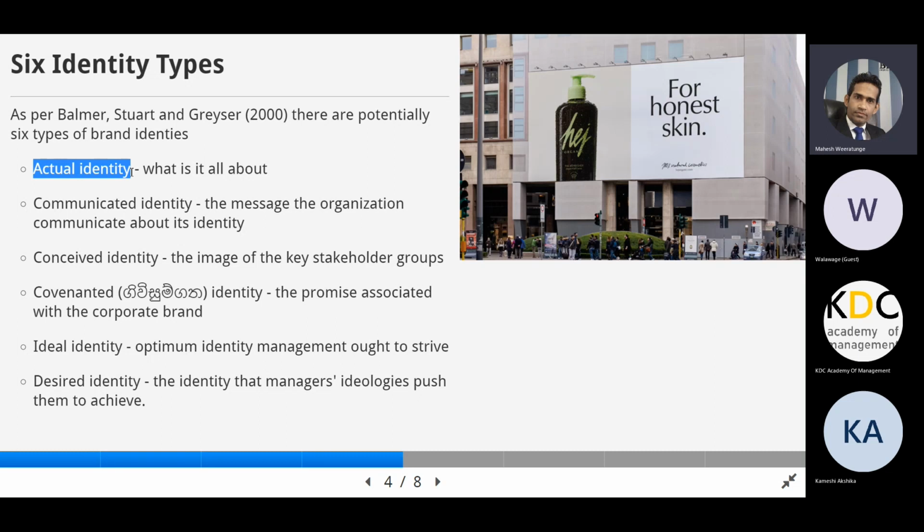The message that you want to communicate to the target market and the target audience, you have to manage it along with the actual identity. So you have actual identity, you have a communicated identity. එතකොට ඒ දෙකේ වෙනසක් තියෙන්න බෑ. එතකොට අනිත් එක තමයි අපි ඔළුවට, මිනිස්සුන්ගේ ඔළුවට යන identity එක. Conceived identity එක. මිනිස්සුන්ට built වෙන image එක මොකද්ද?